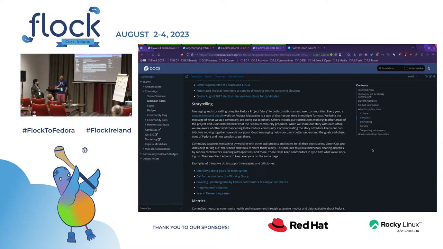So things that we did back then: we interviewed people about the Python 2, Python 3 migration. The Python SIG was doing a mass migration, trying to update Python 2 packages to Python 3. So we interviewed some of the maintainers for their hackfest and how people could help. We did calls for nominations for the server working group when they were trying to find new chairs and new governance.